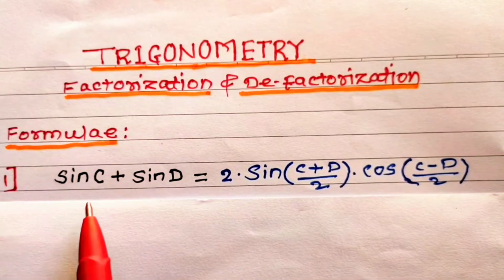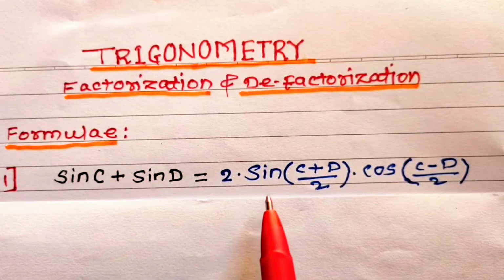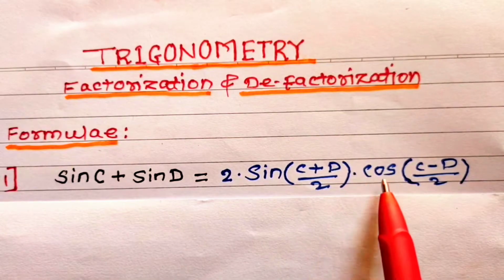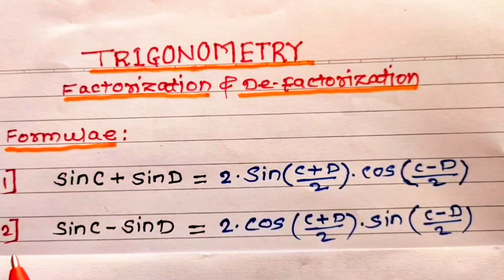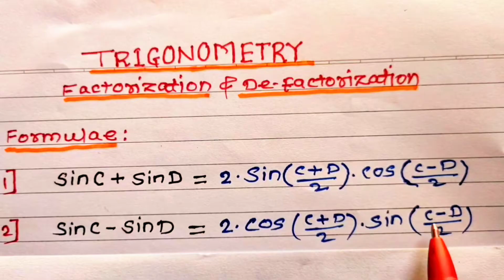Formula number 1, sin C plus sin D is equal to 2 times sin of (C plus D) divided by 2 into cos of (C minus D) divided by 2. Formula number 2, sin C minus sin D is equal to 2 times cos of (C plus D) divided by 2 into sin of (C minus D) divided by 2.